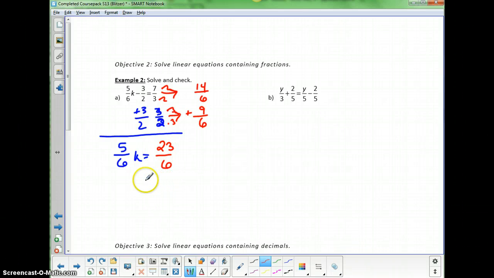And then now we need to divide by 5/6 to solve for k. Now, I don't want to divide by a fraction. Instead, I want to multiply it by its reciprocal. So I'm going to multiply both sides by 6/5, allowing me to get k by itself. 6 goes into 6 once, so I'm left with 23/5.